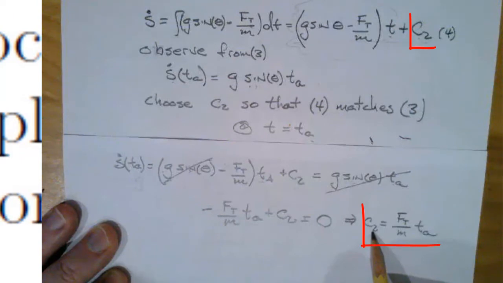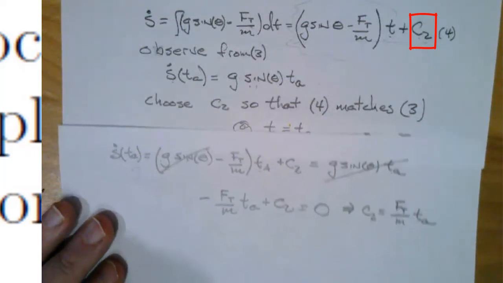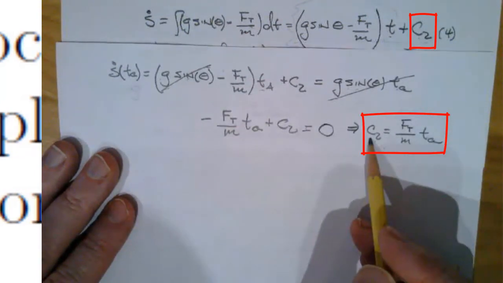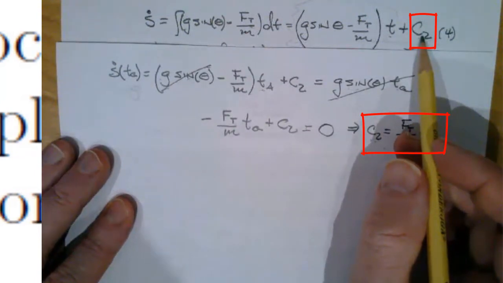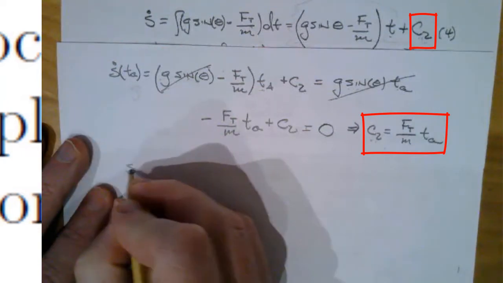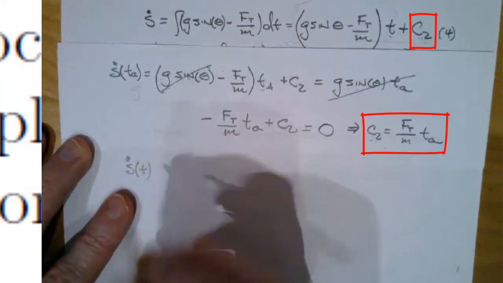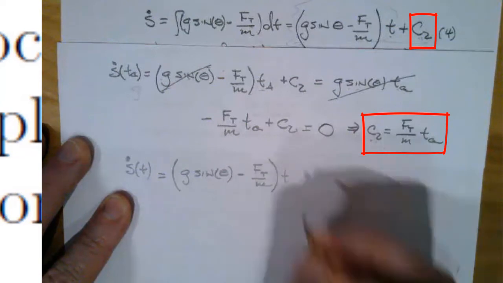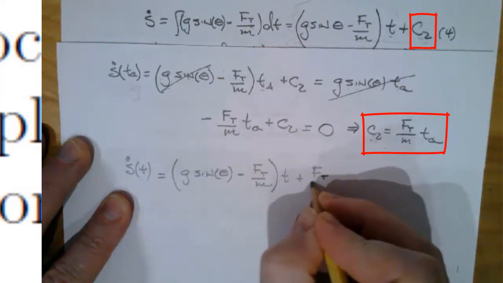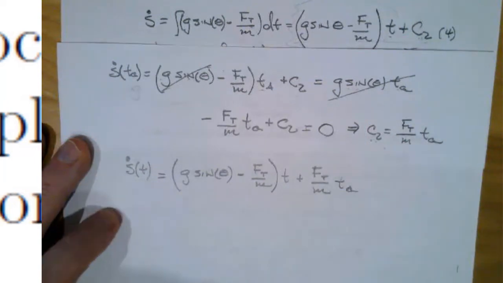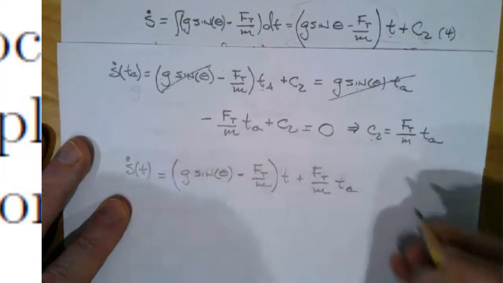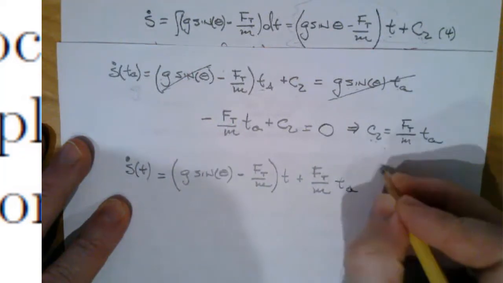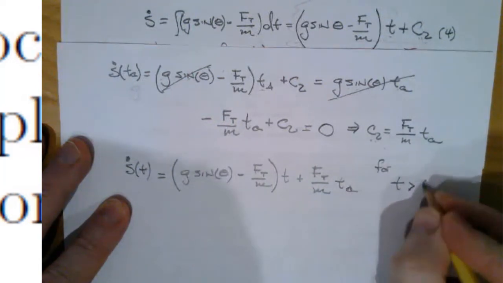I just solved for this constant of integration, which matches the boundary condition at time t equals TA. So I take this value of C2, let me scoot it up here, and substitute it into my equation for S dot, and I've got it, right? So here's S dot as a function of time: G sine theta minus FT over M, all times T, plus FT over M times TA. So there's my equation for S dot for when T is bigger than TA.